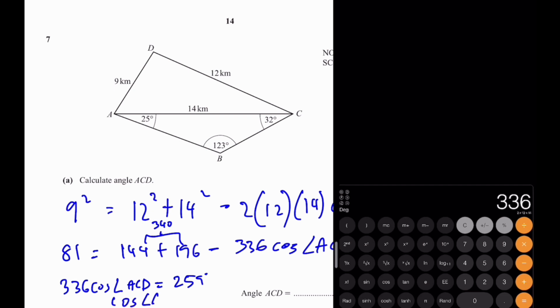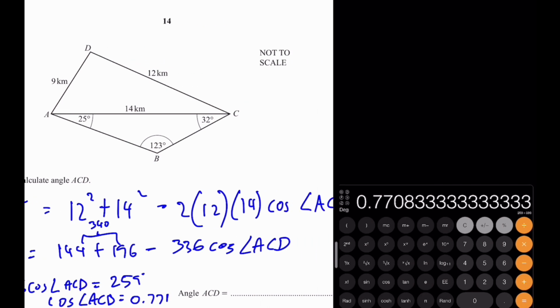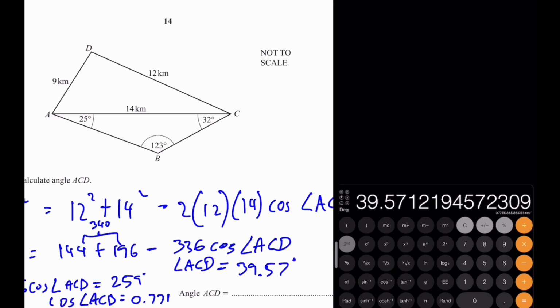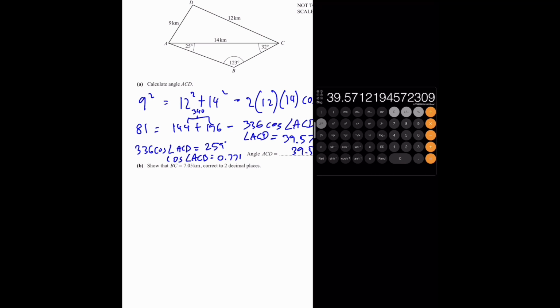So cos of angle ACD is equal to 259 by 336, which is equal to 0.771 to 3 decimal places. So angle ACD is equal to the cos inverse of this value. So we get 39.57 degrees. That's the answer.